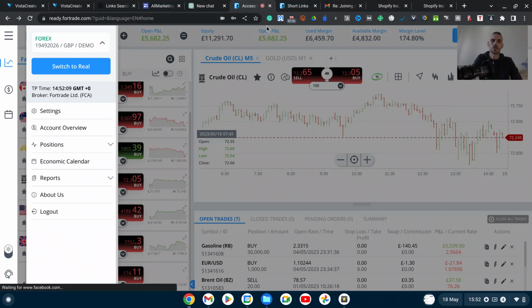But the idea is this: as you can see here, equity's gone up to over 11,000. So the account is currently running at a profit. So realistically, what I would want to do is probably close all these trades down, and for me, I would place more, or leave ones that, if you do your research.